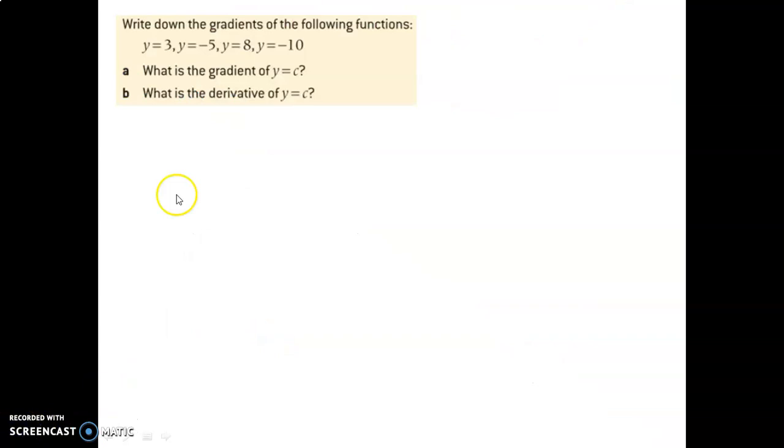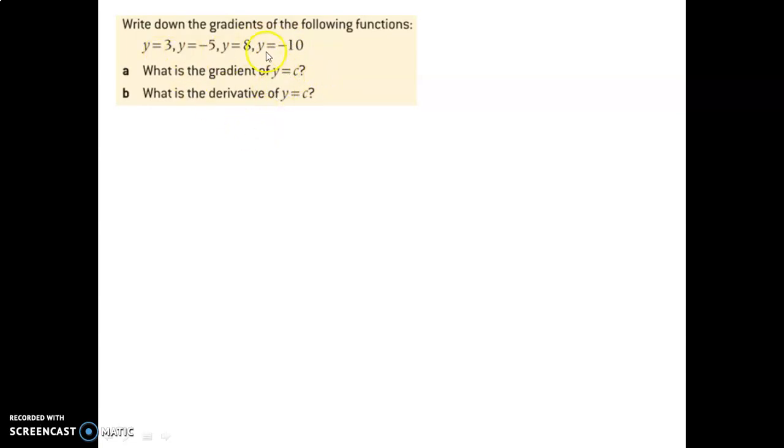So now let's move on to basic rules of derivatives. Let's say you're given these functions here: y equals 3, y equals -5, y equals 8, y equals -10. And we have two questions. What is the gradient of y equals c? Imagine these are all the same form: y equals some number. If you have an equation where y equals some number, what's the gradient?